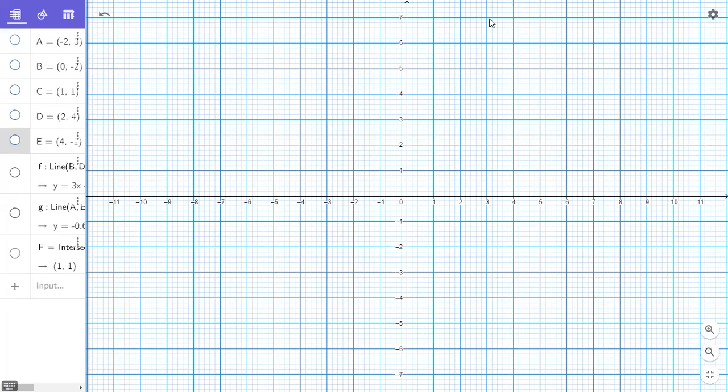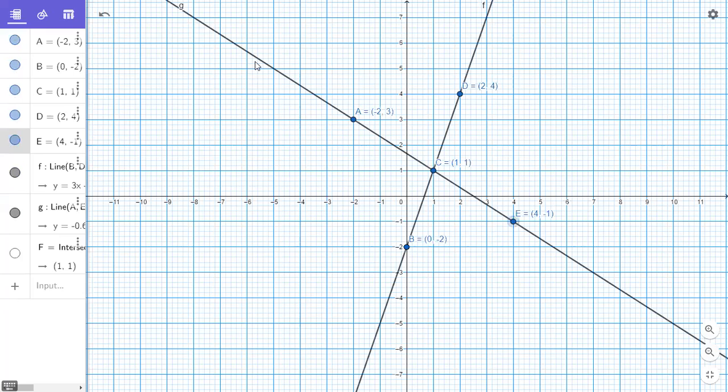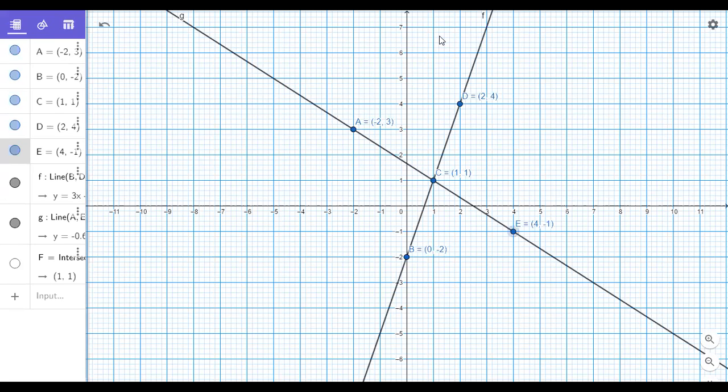We have the interface of GeoGebra here. So let me plot the points B, C, D, and E. These were the 5 points given in the table. You can see B, C, and D are collinear points. Let's join them. And A, C, E are also collinear points. And both of them intersect at 1, 1. That means this is the point of intersection, and we call this the solution set of the two linear equations.